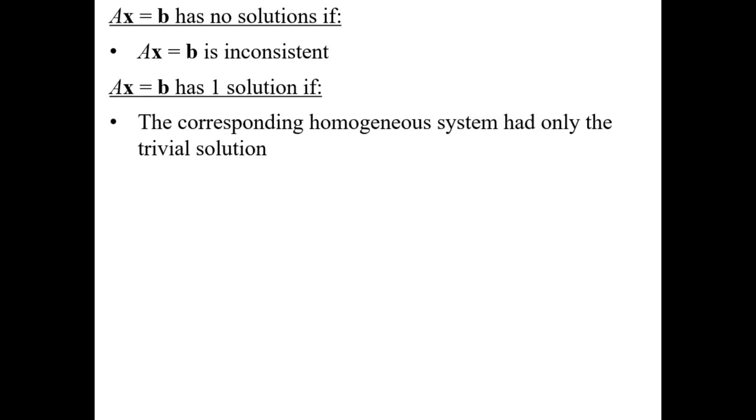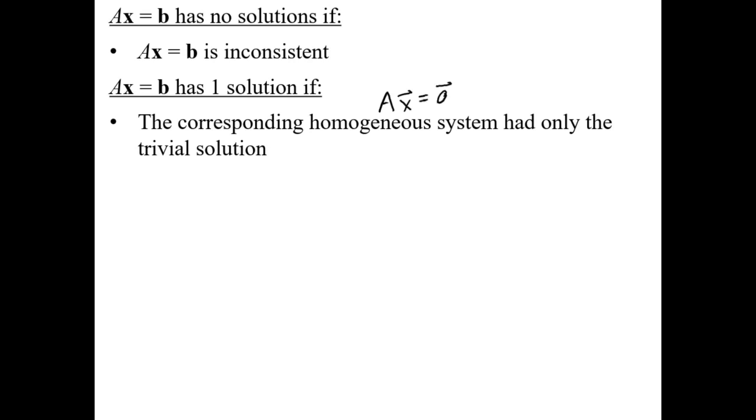To summarize here, Ax equals b will have no solutions if Ax equals b is inconsistent, right? That's basically no solution, same thing. Ax equals b will have only one solution if the homogeneous system had only the trivial solution. So that's an interesting observation here. So Ax equals b has only one solution if Ax equals 0 has only the trivial solution.